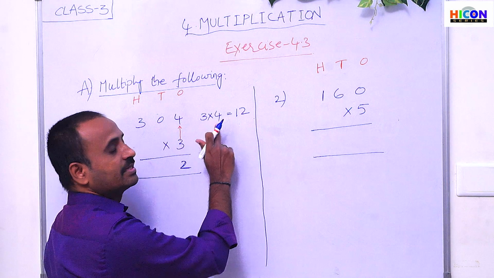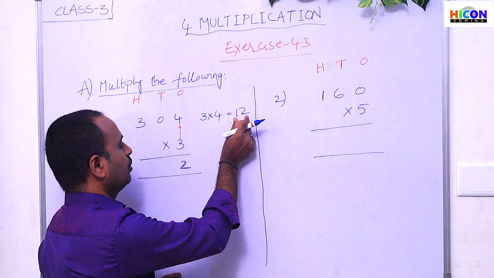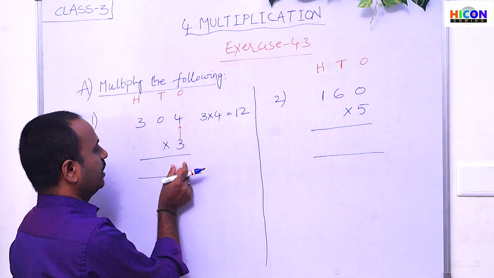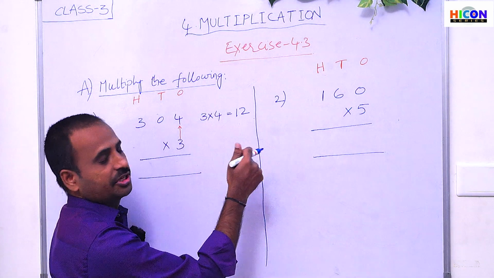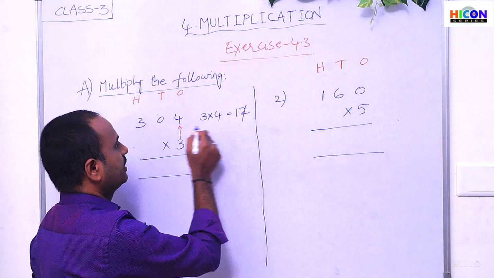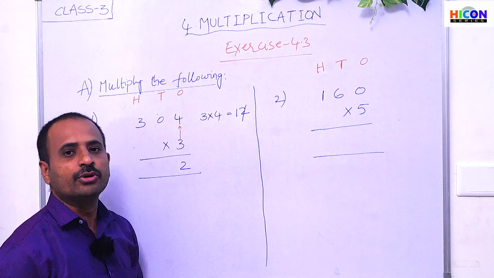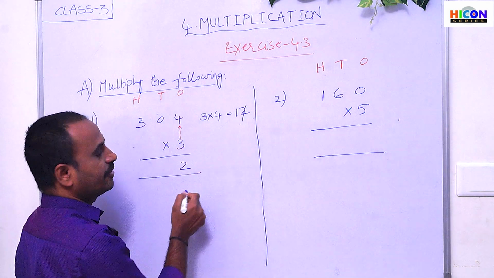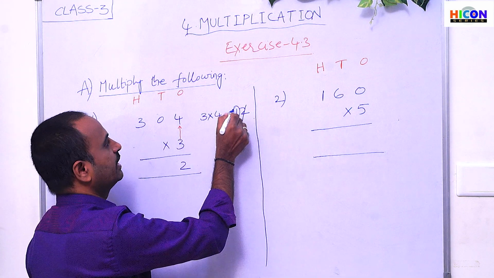If the product is a 2-digit number, then we should not write the whole number 12 here. If the product is a 2-digit number, write only the second digit under the ones place and carry the first digit to the next place.